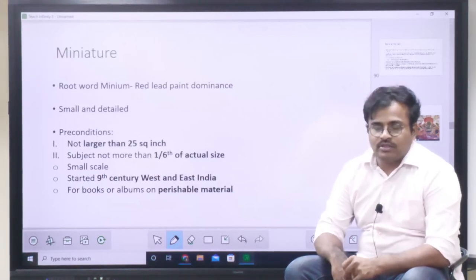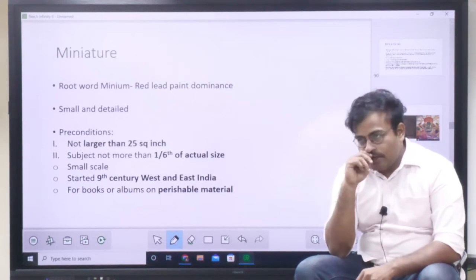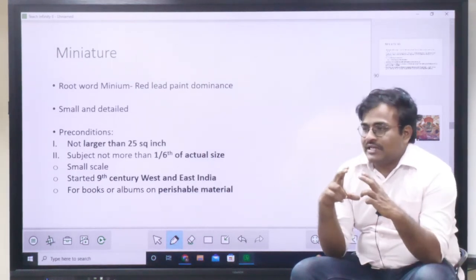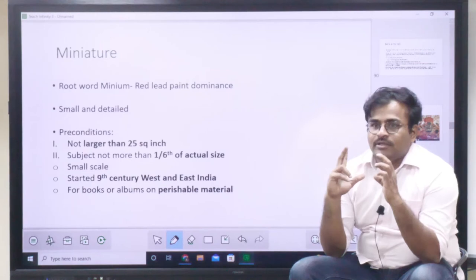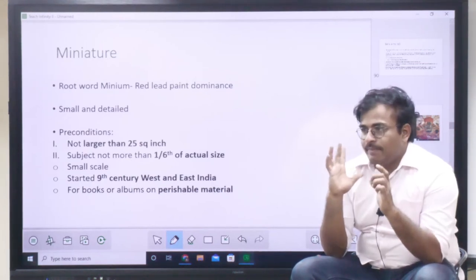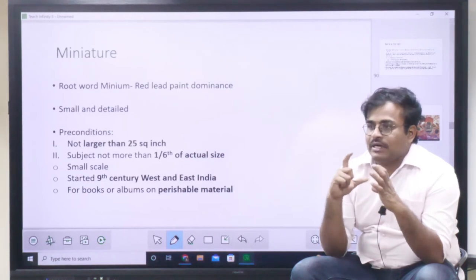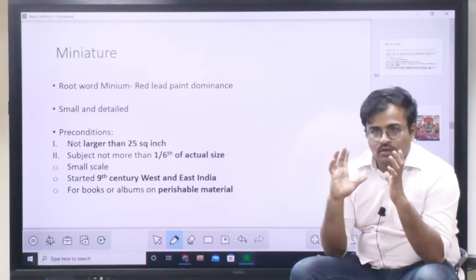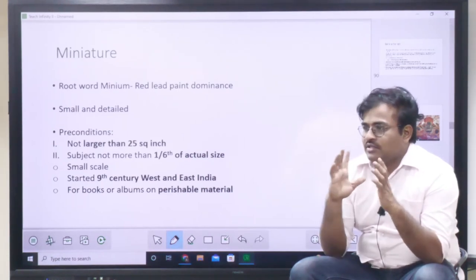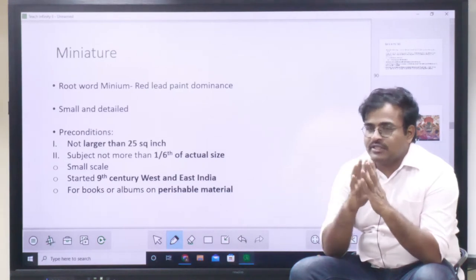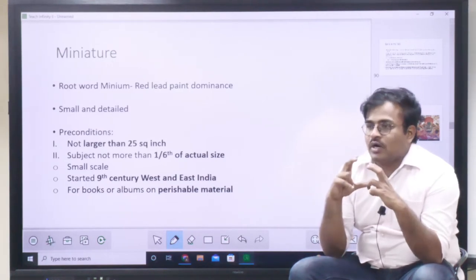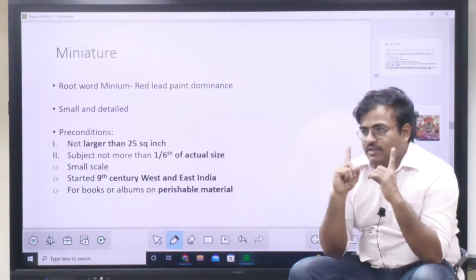Miniature paintings are usually paintings which are done at a smaller scale, and miniature painting traditions have some rules. A painting is known as a miniature painting only if the painting is less than 25 square inches. If it is more than 25 square inches, then it is not considered a miniature painting. 25 square inches or less is the size limit for miniature painting, that is one.